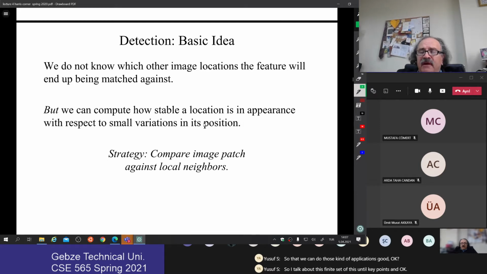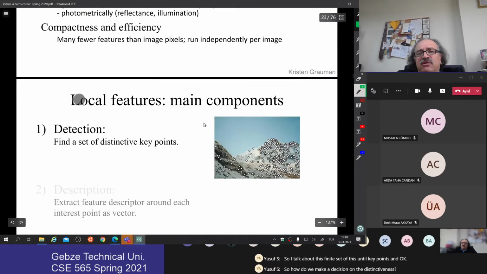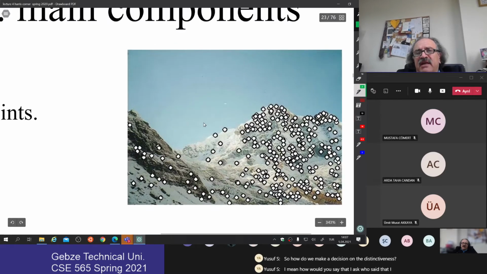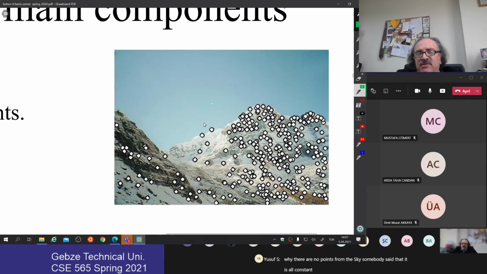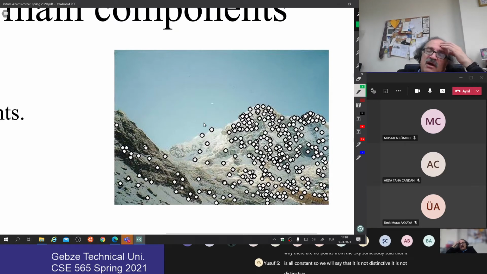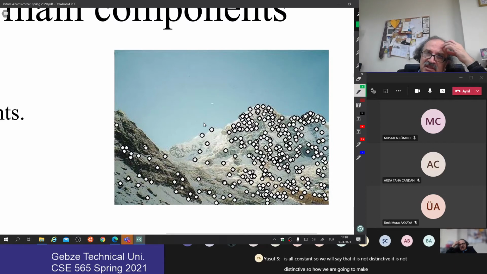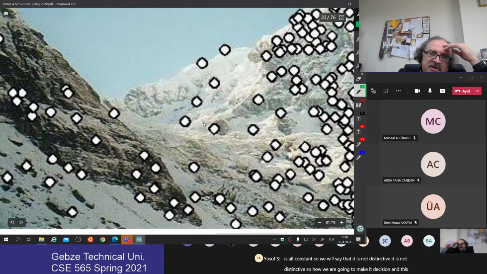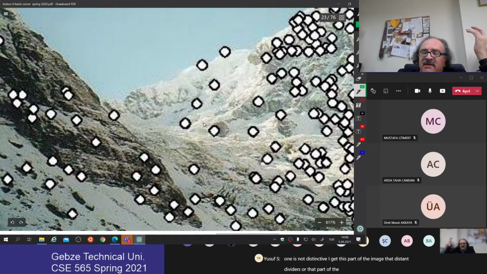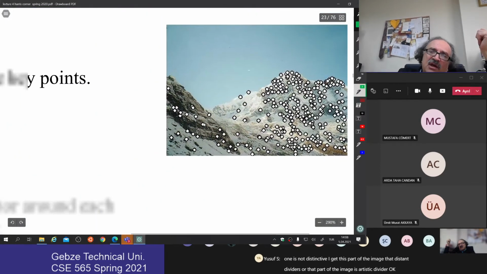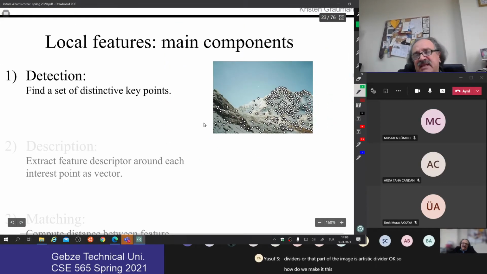So, how do we make a decision on the distinctiveness? I ask you, who said that? I ask you, why are there no points from the sky? Somebody said that it is all constant, so we would say that it is not distinctive. It is not distinctive. Okay, this part of the image is not distinctive either. So how do we make a decision on the distinctiveness?